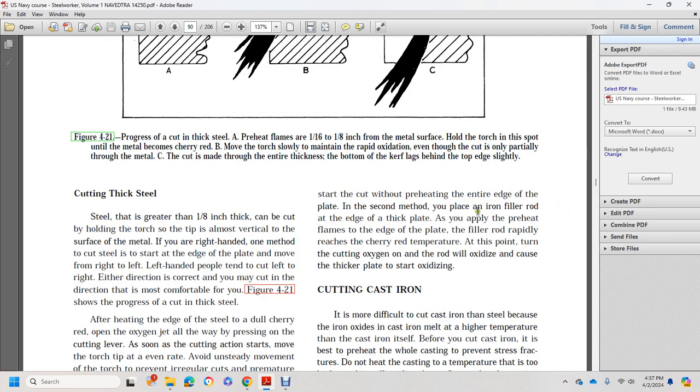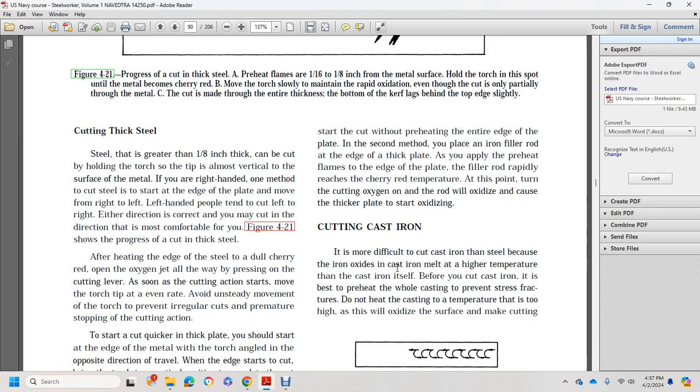With the second method, use a filler rod on the edge of the thick plate. Apply the preheat flame to the edge of the plate. The filler rod rapidly reaches cherry red temperature. At this point, turning on the cutting oxygen will oxidize the rod and start oxidizing the thicker plate.